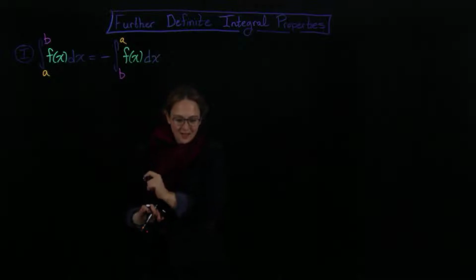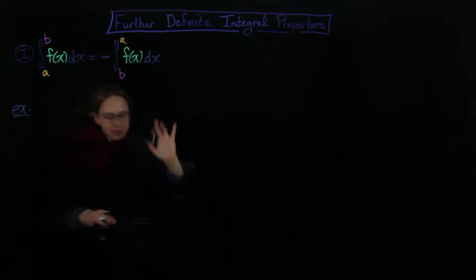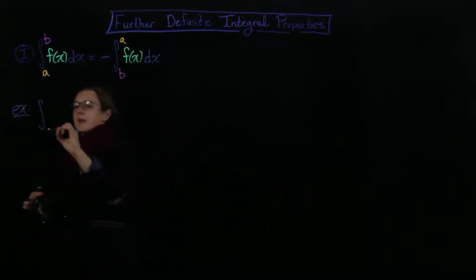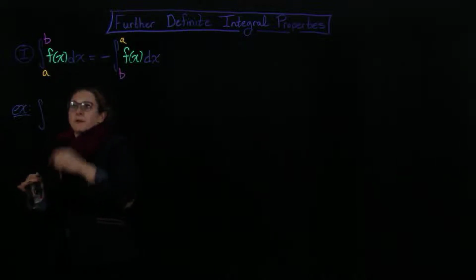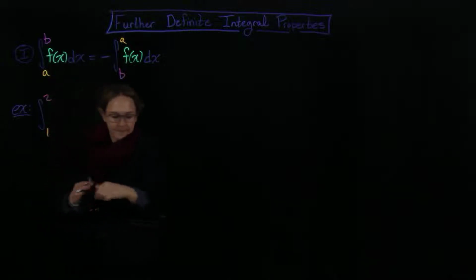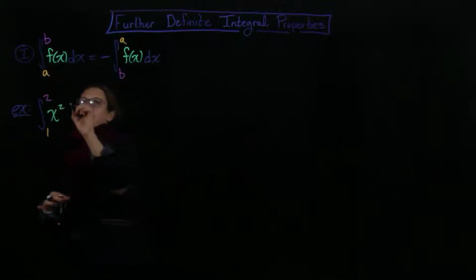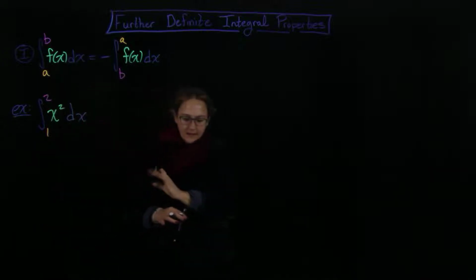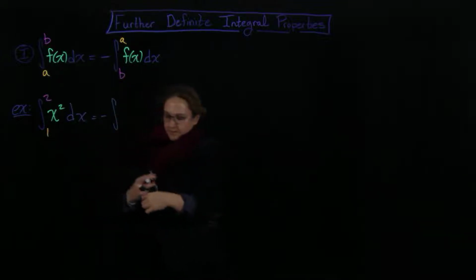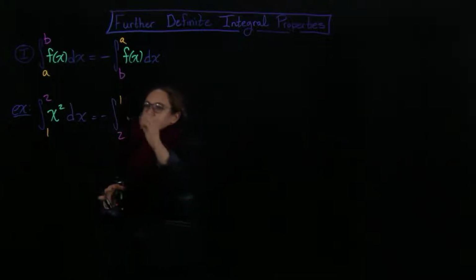Okay, and then let's go through an example. Always good to see an example to make sure we see what I mean. Symbols can be a little hard to parse sometimes. So if I go from 1 to 2 of x squared dx, then this is going to equal minus the integral from 2 to 1 of x squared dx.